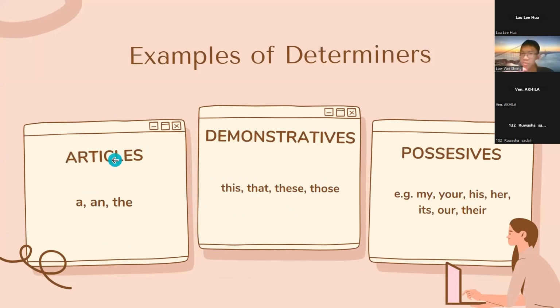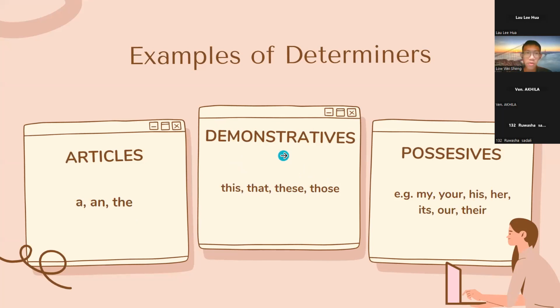So there are different types of determiners. The first ones are articles. Articles consist of a, an, and the. A and an describe a single object, or the can usually describe a single object, but there are many uses to it. I will go through it a little bit later on. Then the second one are demonstratives. So this, that, these, those are demonstratives.